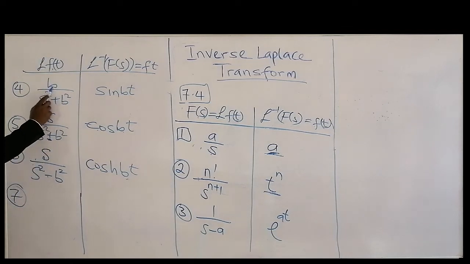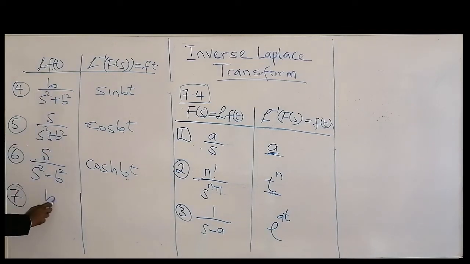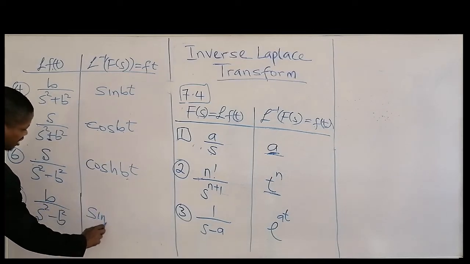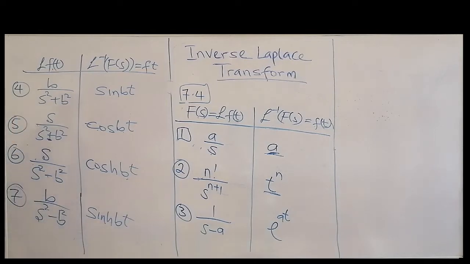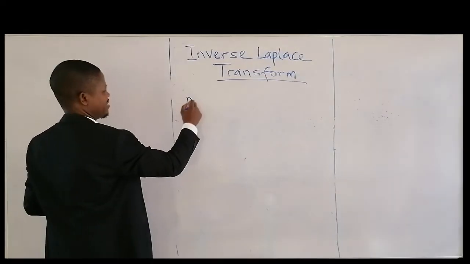We can also get the hyperbolic of this. That will be b over s squared minus b squared, so this will be equal to sinh bt. So that's that on these properties.